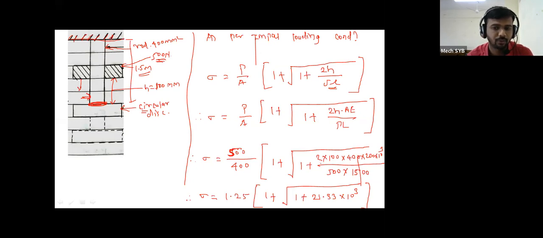21.33 into 10 raised to 3. Everyone has to calculate. Still only a few students are sending the answers in the chat box. Others, please do your calculation and send your answer in the chat box. 2h into AE divided by PL. The answer of this particular term is 21.33 into 10 raised to 3.